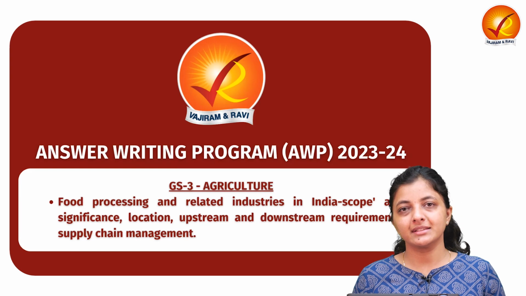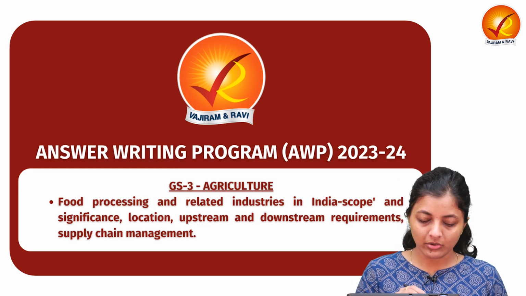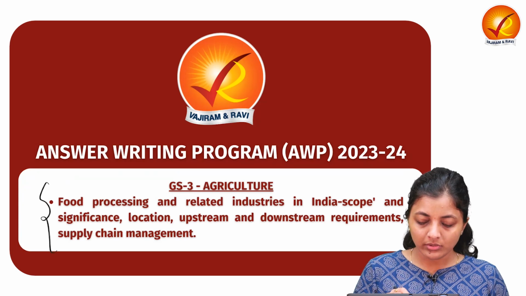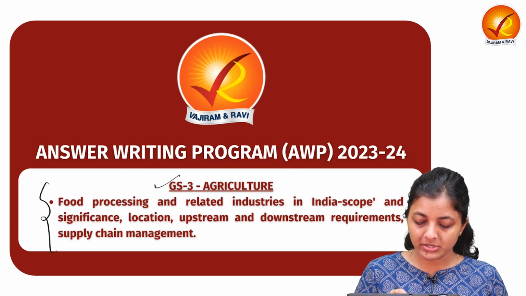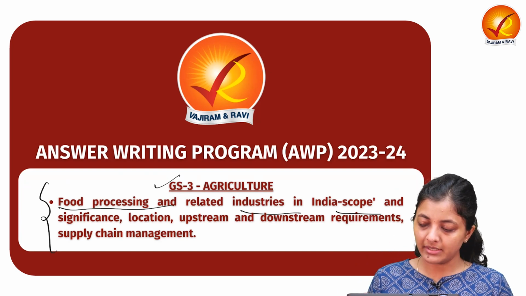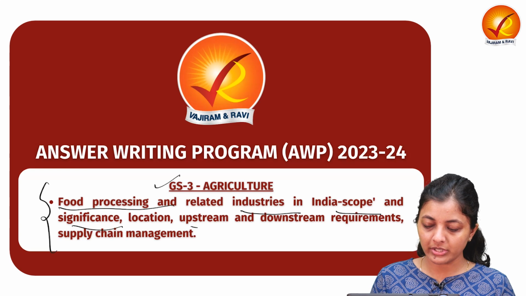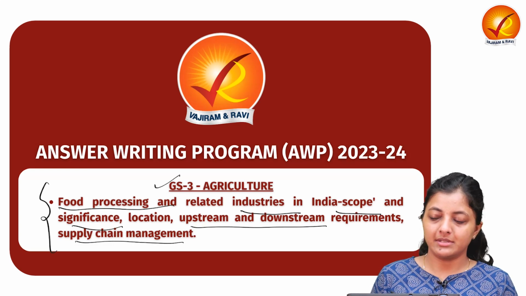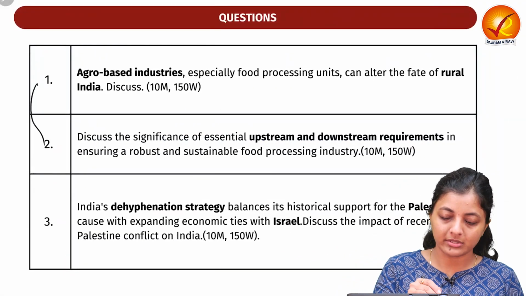Today we will be discussing 3 questions, 2 questions on this topic and 1 question from the current affair. So the 2 questions topic would be from GS3 Agriculture, Food Processing and Related Industries in India's Scope and Significance, Location, Upstream and Downstream Requirements and Supply Chain Management. Let's take an overview of all the 3 questions.